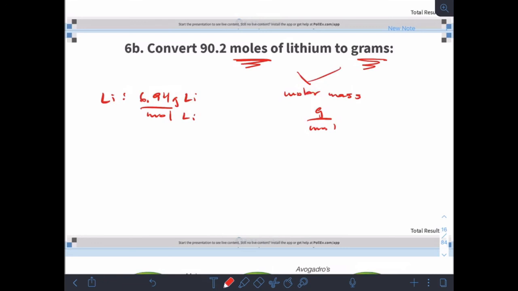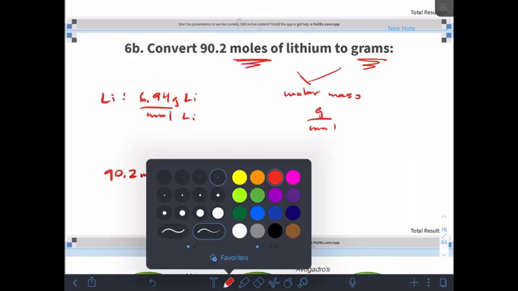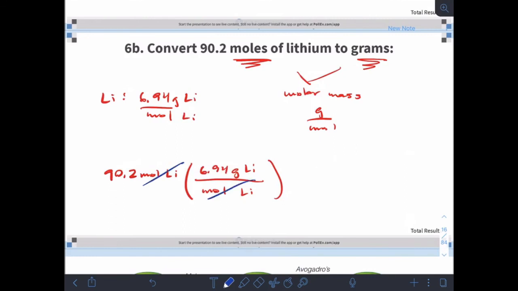Right, so I'm going to treat this like every other conversion factor problem. So I'm going to start with my given information. And then we're going to use the conversion factor to make moles of lithium cancel out. So 6.94 grams of lithium per mole of lithium. All right, so our moles of lithium will cancel each other out, leaving us with an answer that is grams of lithium. And will come out to be 626 grams of lithium.